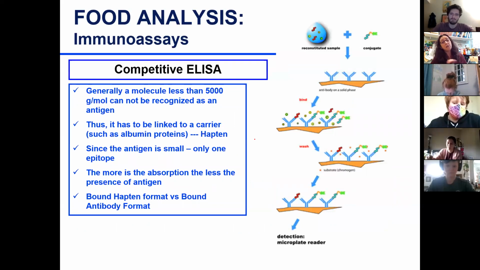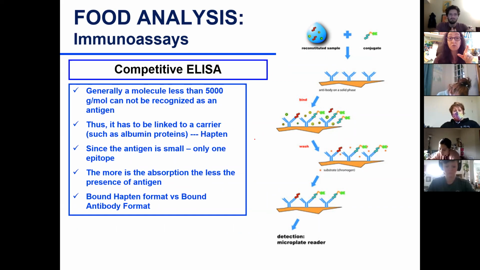Comparative ELISA is another case. It's a different situation. Comparative ELISA is not meant for proteins. So if I ask you in the final to give an example for a comparative ELISA, and you say protein, that's going to be wrong. Just remember, comparative ELISA is meant for small molecular weight antigens, molecules with a molecular weight of less than 5,000 grams per mole.